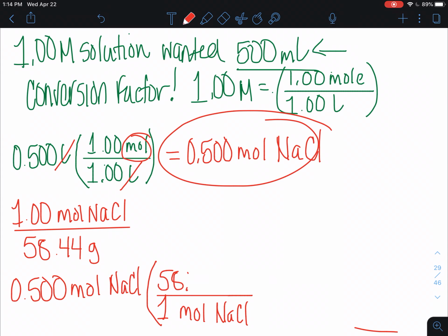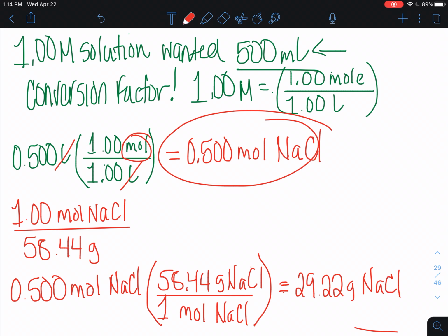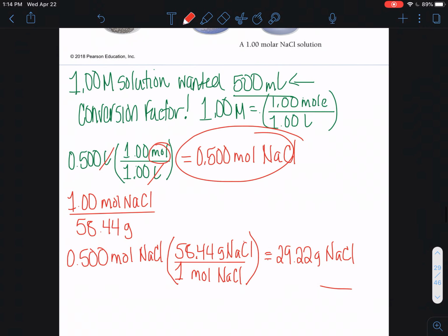Sorry, 58.44 grams NaCl, right? So essentially 0.5 multiplied by 58.44 is 29.22 grams. I'm going to zoom out just a little bit.